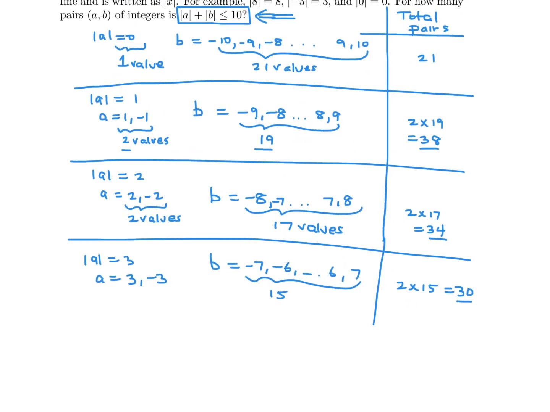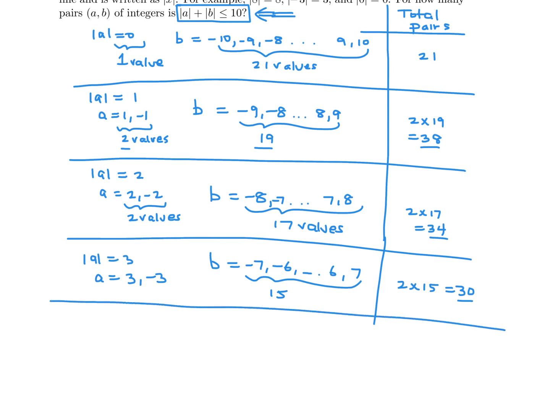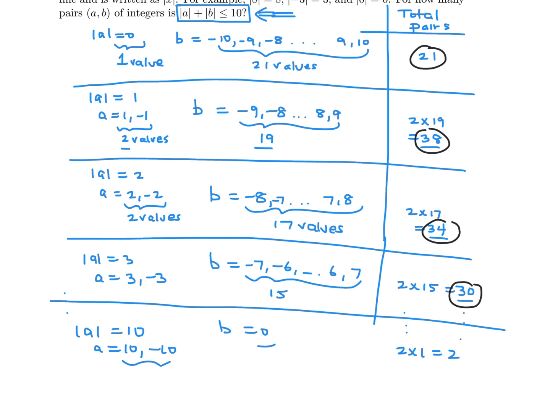So that basically means that if you kept doing this all the way to the very end, which would be absolute value of A is 10, A would be 10 or negative 10, B would be just 0, and this is 2 values, 1 value, so 2 times 1, which is 2. So it would basically be a scenario where you have this 21, this 38, this 34, this 30, and you go down by 4 every time. So 26, 22, 18, and so on, all the way down to 2.